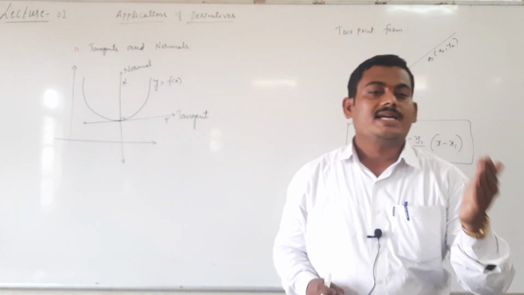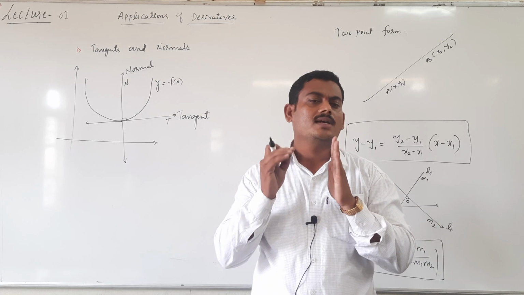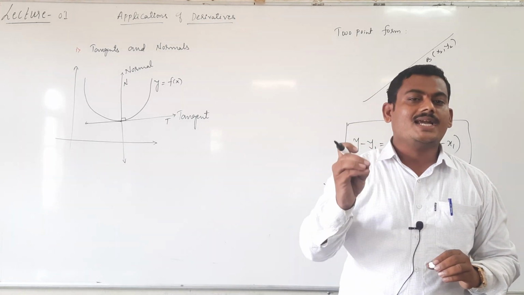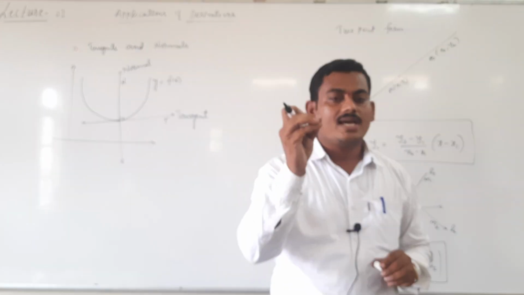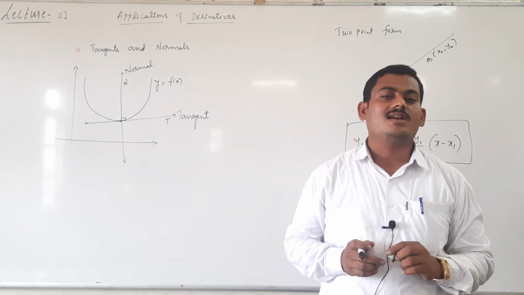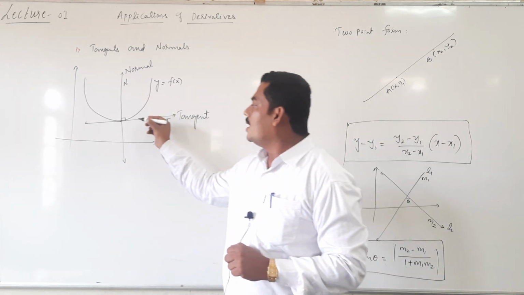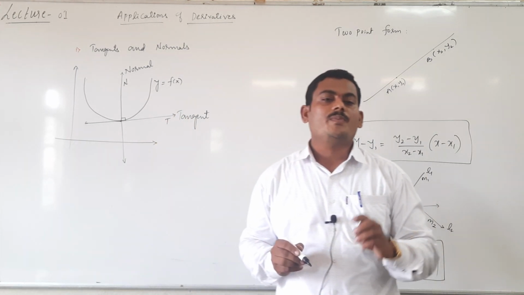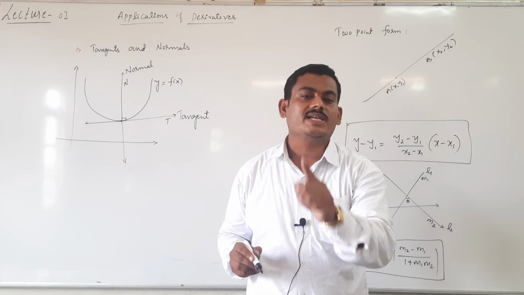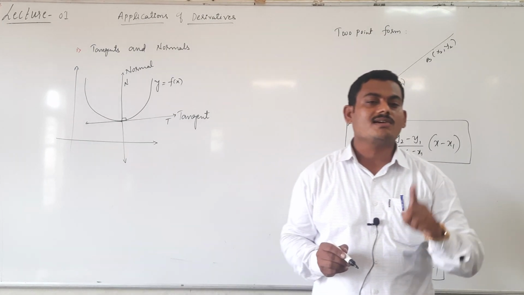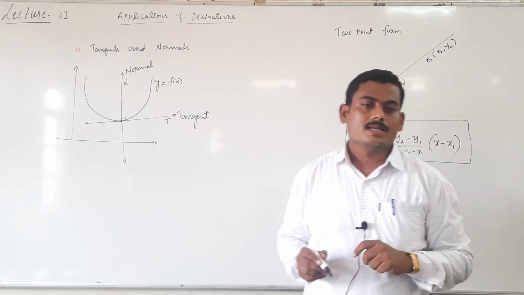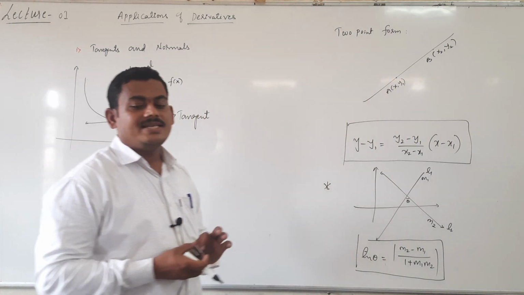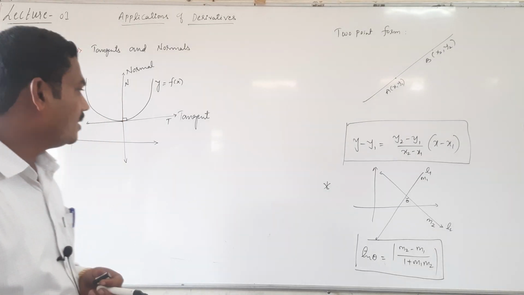This is about tangent and normal. Definition: a straight line touches the curve at one point is called tangent line. A straight line perpendicular to tangent to the curve is called normal line. This is definition of tangent and normal.